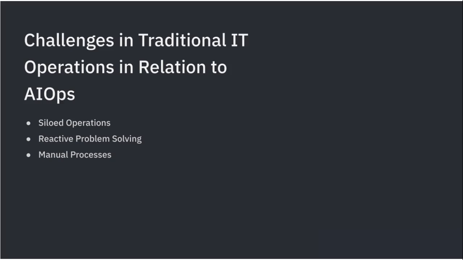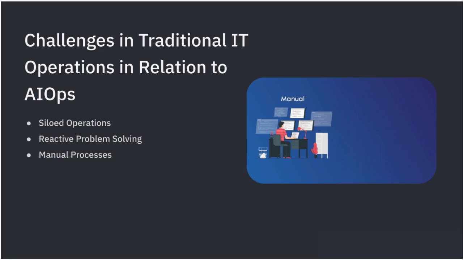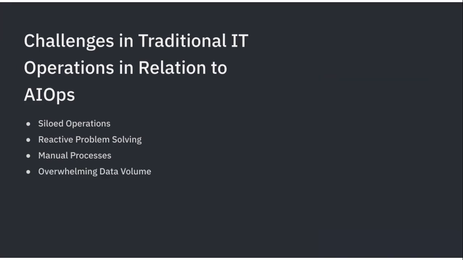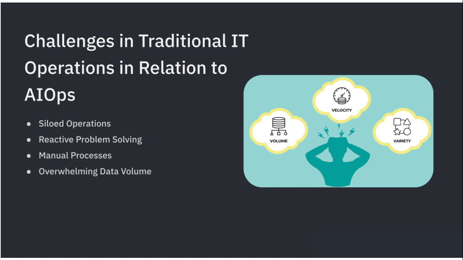3. Manual processes. Many tasks rely on manual effort, making them time-consuming and error-prone. AIOps automates repetitive tasks such as log analysis and resource scaling, improving efficiency and accuracy. 4. Overwhelming data volume. Modern IT systems generate vast amounts of data, leading to data overload and missed opportunities for insights. AIOps leverages AI and machine learning to process large data volumes in real time, delivering actionable insights.